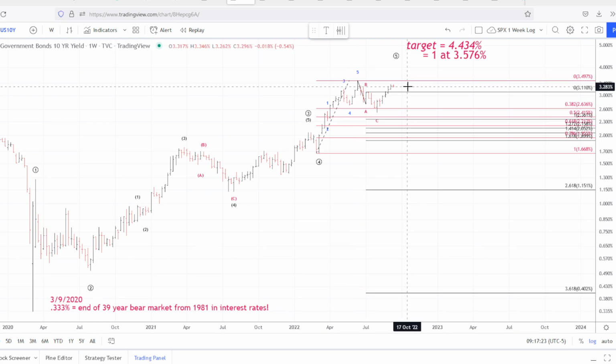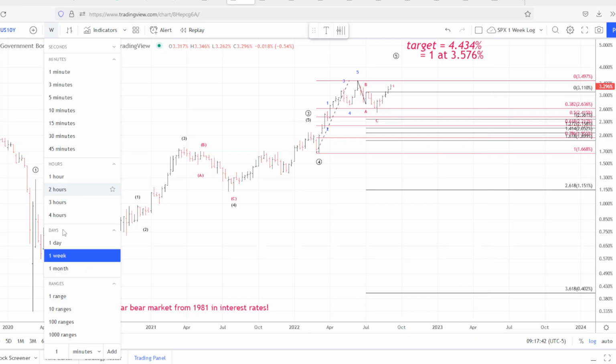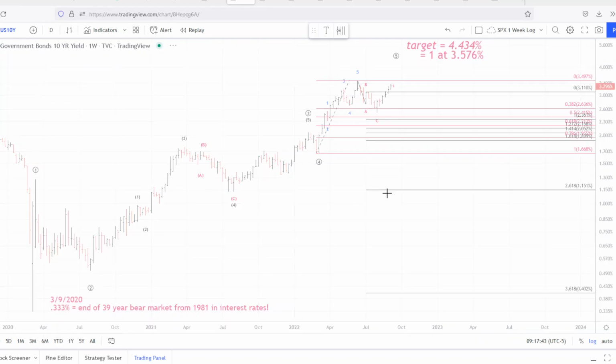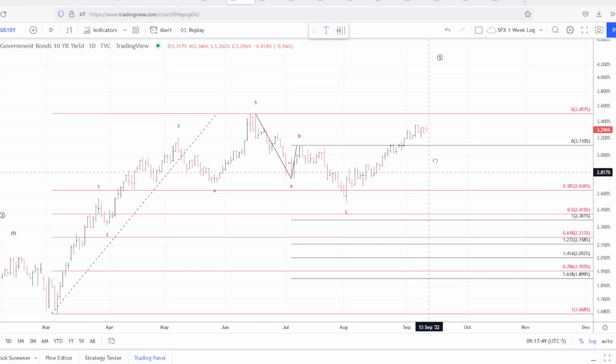It appears that this is about to make a new high, which means that this 5 target should come into play. We have a couple targets there, 3.576 and 4.343. Okay, let's look at this a little bit closer here. At least get into the daily and see what that decline looks like. Let me expand this or extrapolate it out. Okay, there you can see.